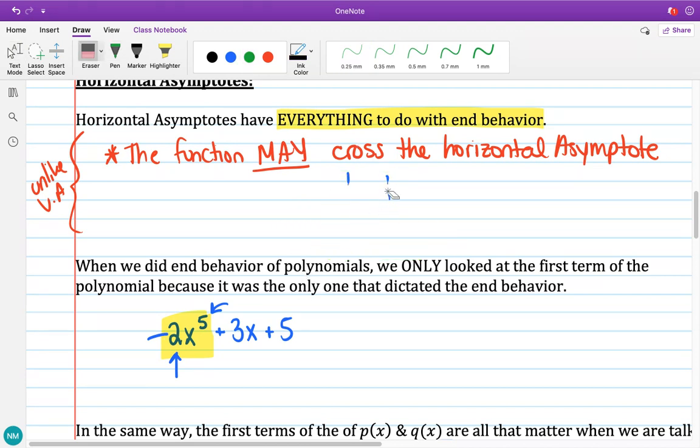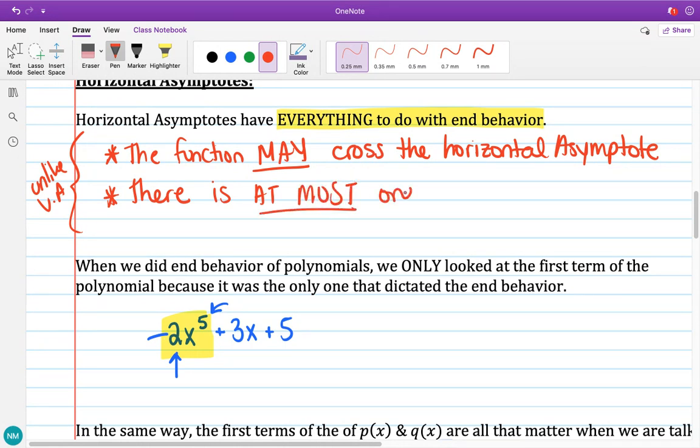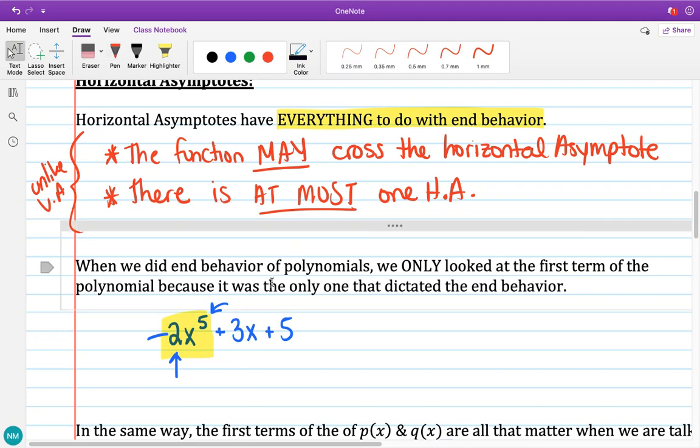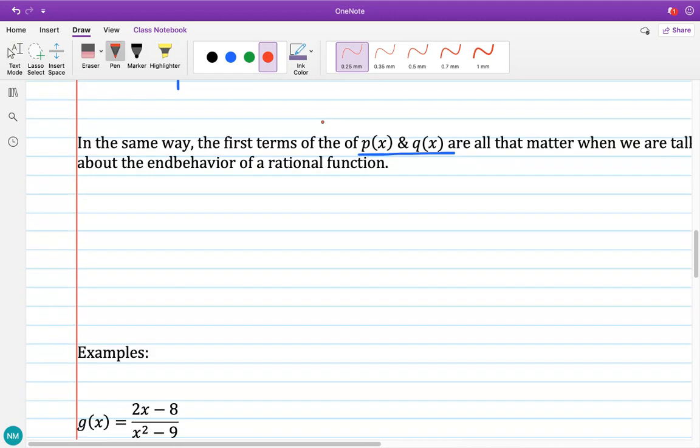Now, what may also be different between horizontal and vertical asymptotes is that there is at most one horizontal asymptote. There can be none, but there can be at most one. So you're either going to have none or one. We're going to talk about how to find what it is. So let's do some problems.